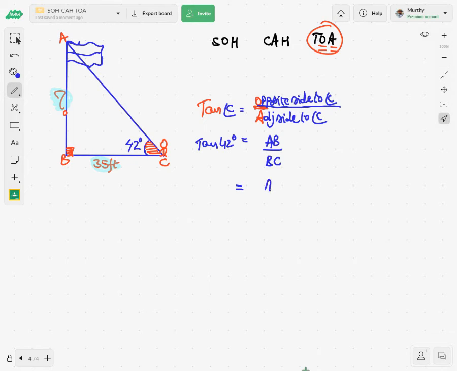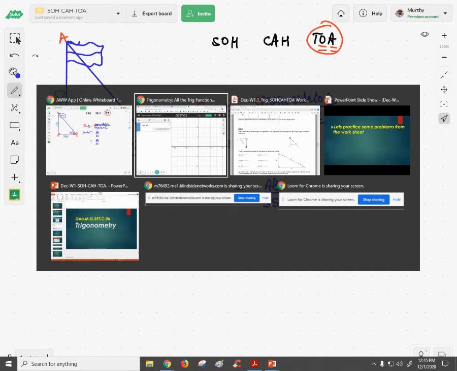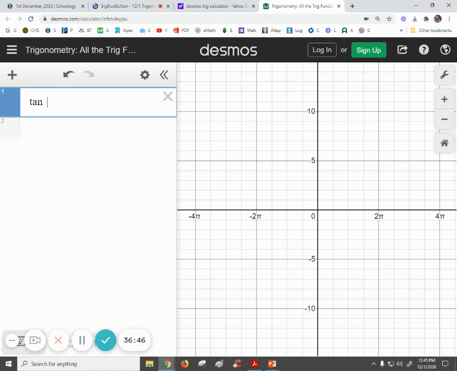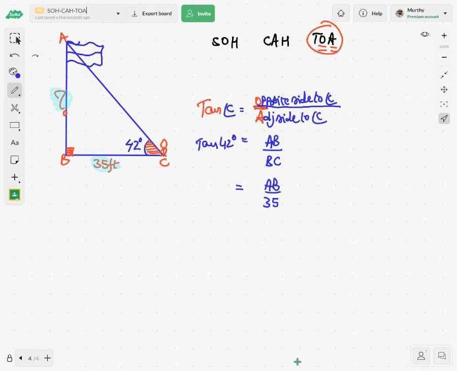So AB value, I don't know. What is BC value? That is 35 feet. And what is tan 42? Just now I explained that. Go to Desmos and just type the angle. So tan 42 is 0.9. After the decimal, you can take 2 digits, so 0.90. So let's plug in the value here, 0.9.